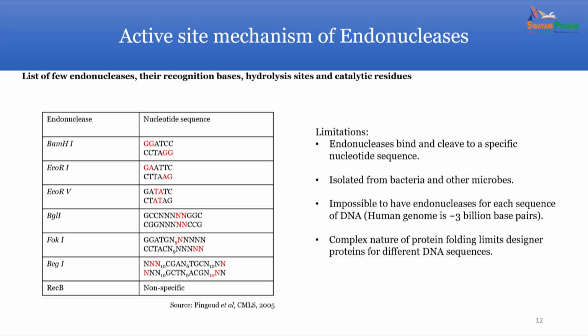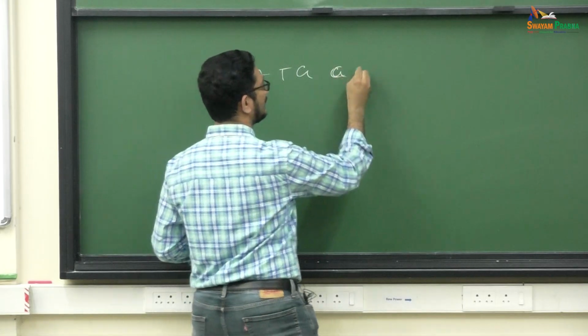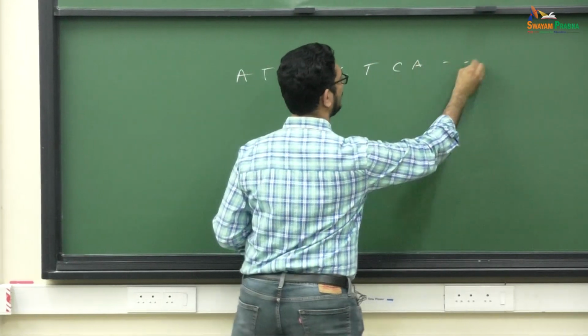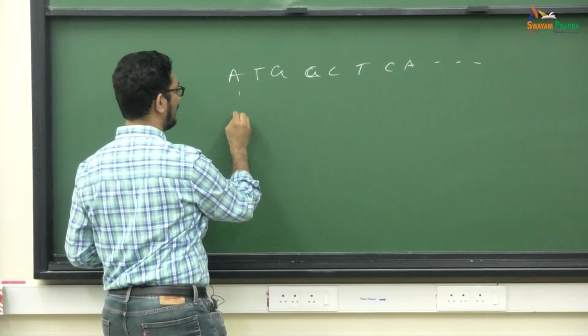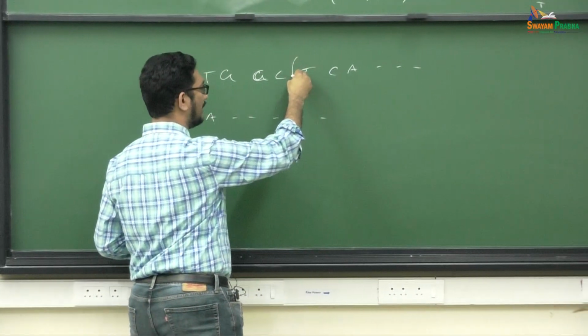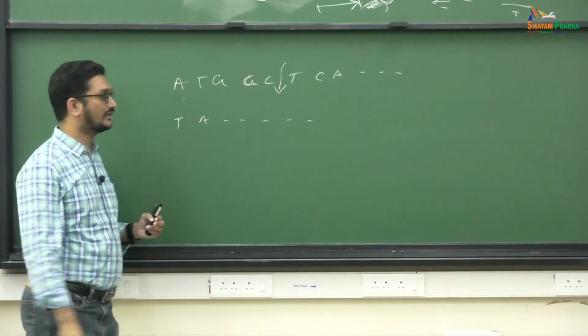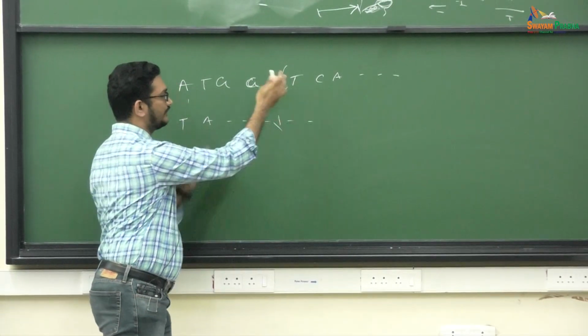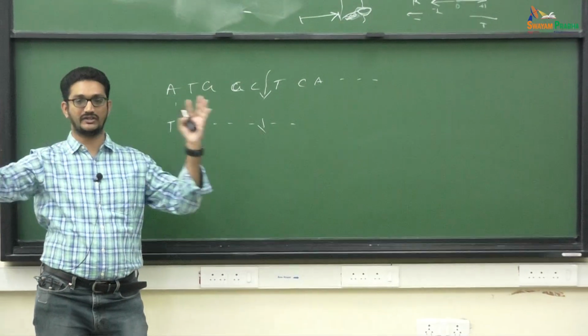Cleaves in the sense, what is the reaction that is happening there? Hydrolysis of the phosphodiester bond. So it hydrolyzes the phosphodiester bond and cleaves the DNA, and then you have a large DNA strand, A, T, G, G, C, T, C, A, something like this, and then you have a complementary strand, so for example T, A. The endonuclease binds and does a phosphodiester bond cleavage, and it cleaves this big DNA strand into two different DNA strands.